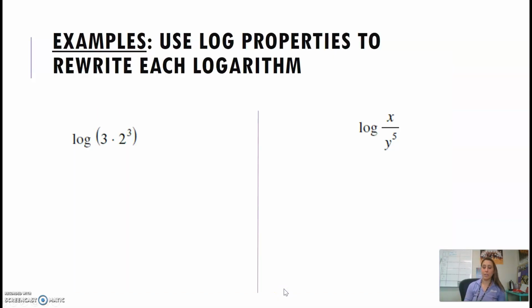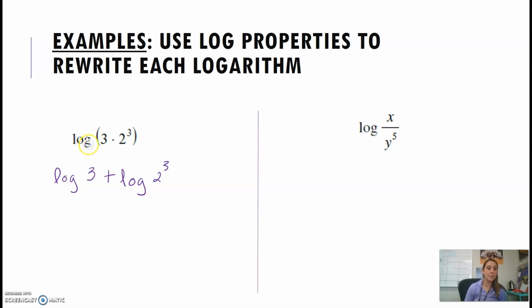All right, so now we're going to go through these examples. So this example we're going to write. So the first thing I'm going to do is I'm going to see that it's multiplication, and when I see that multiplication, that means I'm going to be using the addition property. So I'm going to end up with log of 3 plus log of 2 to the 3.